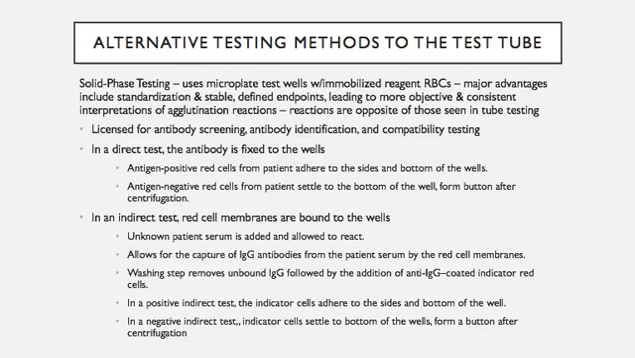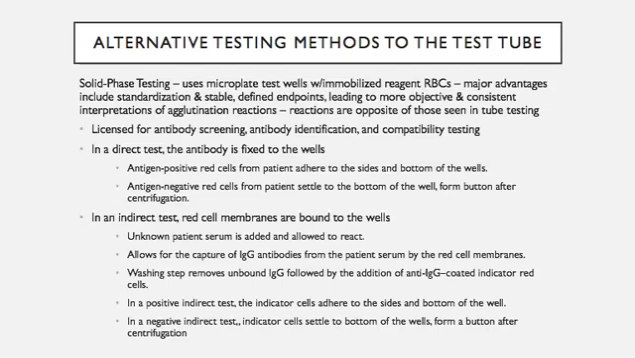Antigen negative red cells from the patient are going to settle to the bottom of the well and form a red cell button after centrifugation. In an indirect test, you've got red cell membranes that are bound to the wells, and unknown patient serum is added and allowed to react. So this allows the capture of IgG antibodies from the patient serum by the red cell membranes.